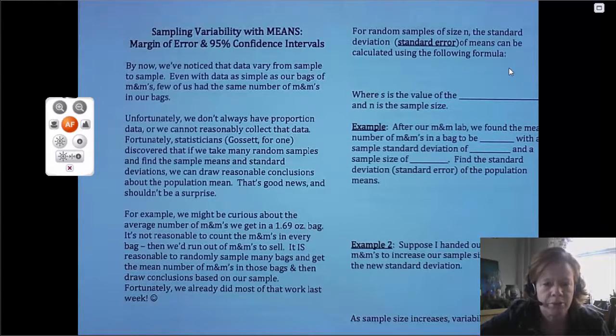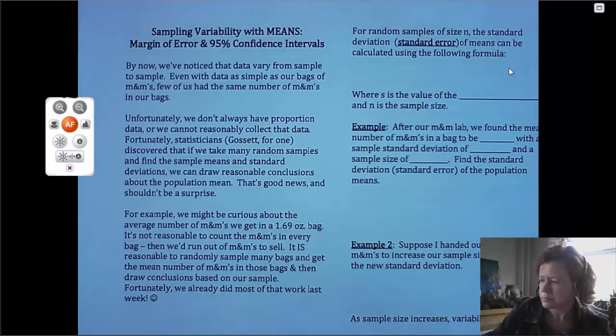So for example, we might be curious about the average number of M&Ms we get in a 1.69 ounce bag, the kind that we had in class last week. It's not reasonable to count the M&Ms in every bag, then we'd run out of M&Ms to sell. So we can't get the population data. However, it is reasonable to randomly sample many bags and get the mean number of M&Ms in those bags and then draw conclusions based on our sample. And that's what we did last week, we randomly sampled many bags.